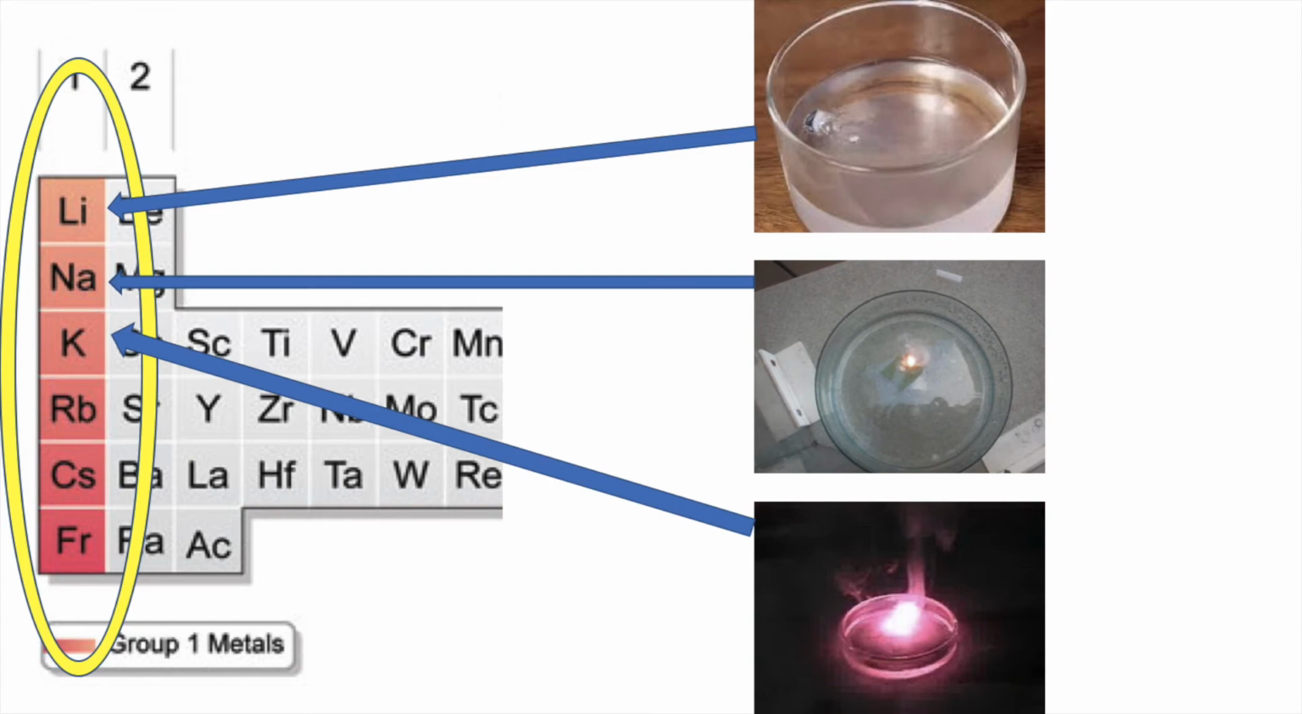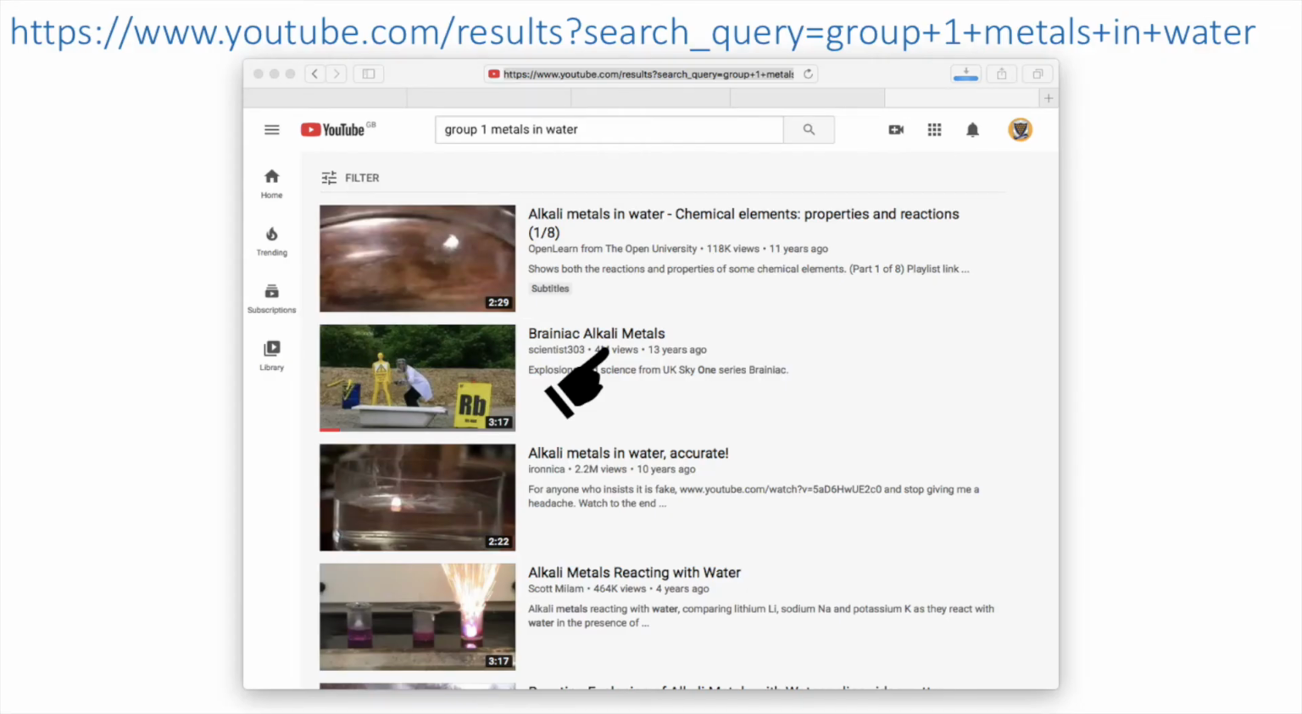So here's a video link, but if you type into Google group 1 metals in water, and then you can add the word brainiac if you want to, but it should come up pretty quickly. It's a really dramatised version, so don't expect that level of reaction when I demonstrate it.